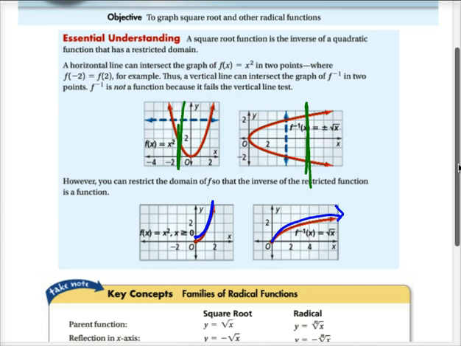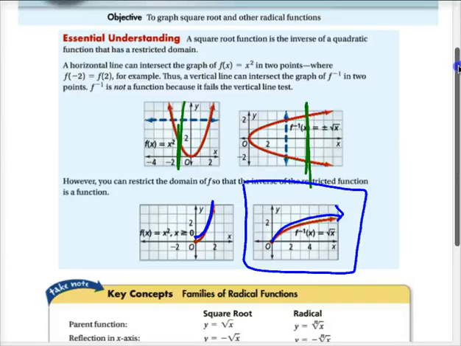So when we think of the basic shape of a square root function, this is what we're talking about. We're talking about half of a parabola being inverted, okay? So again, to help you graph this later on, do know that this is the basic shape of a square root function, okay?